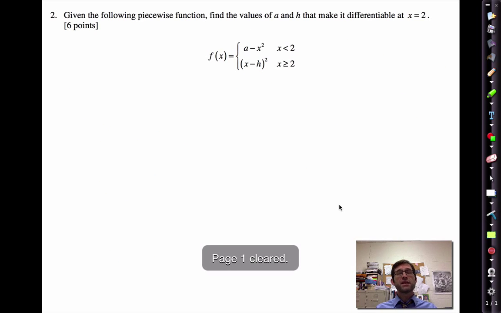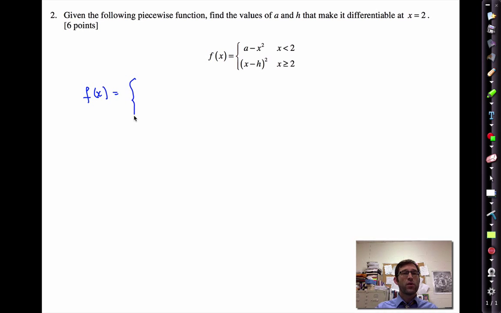All right, the last thing I wanted to do in this video was to remind you how to use your calculators to graph a piecewise function. So this is kind of cool. Let's actually take a look at what this looks like now. Remember, what did we have? A was equal to 8, so we had the function 8 minus x squared when x was less than 2, and h was equal to 4. So we had x minus 4 squared for x greater than or equal to 2.